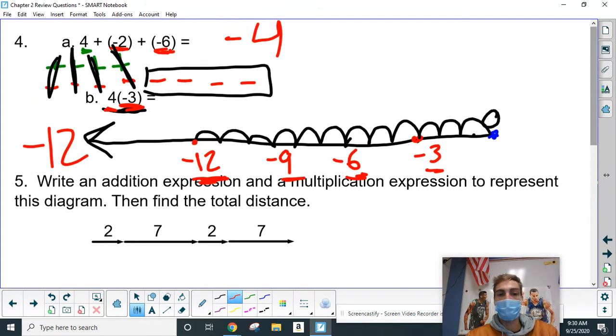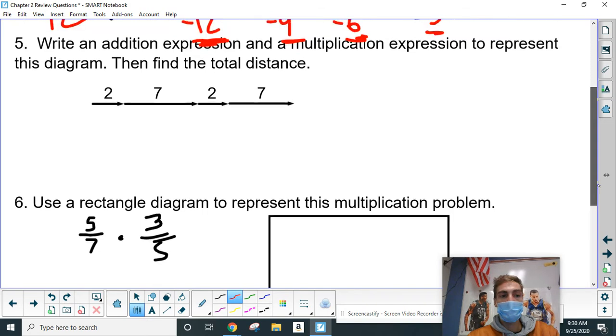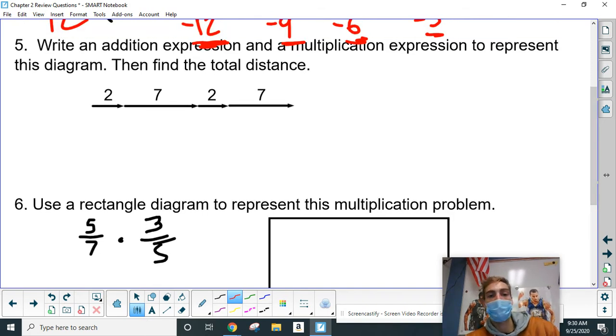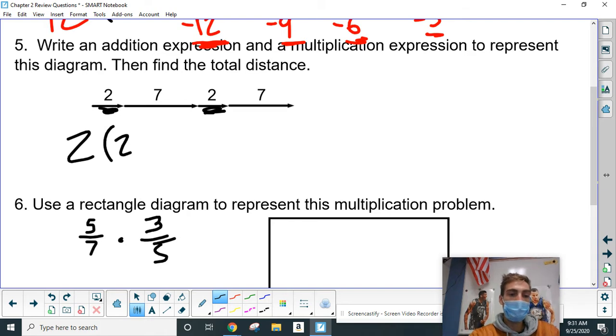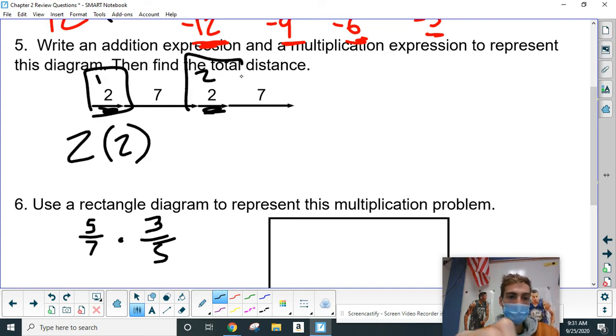So that's using the number line, and then up above is using those chips, positive and negative ones. So here, number 5 says, write an addition expression and a multiplication expression to represent this diagram. Then find the total distance. So again, for multiplication, I'm going to take a look at, okay, how many numbers do I have here? Well, I have 2 2's. Okay? I have 1, 2, number 2's.